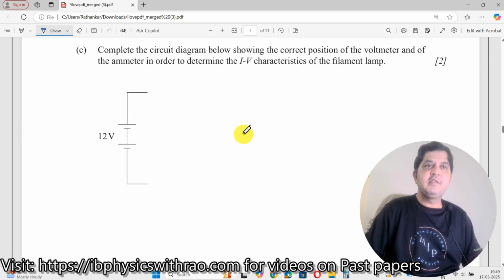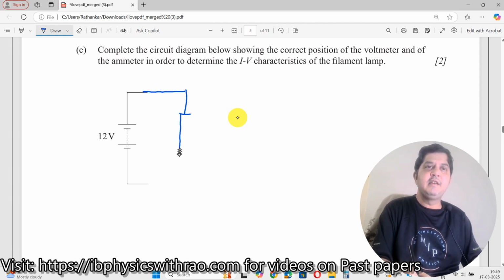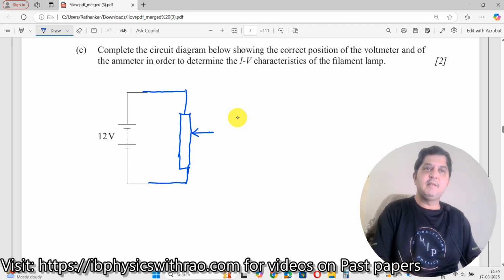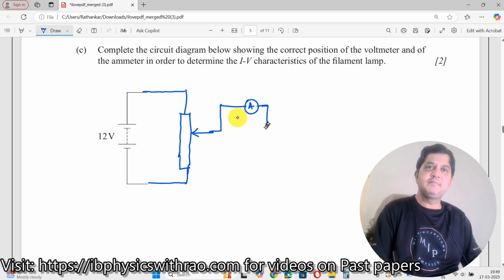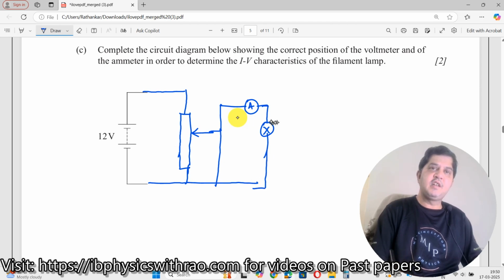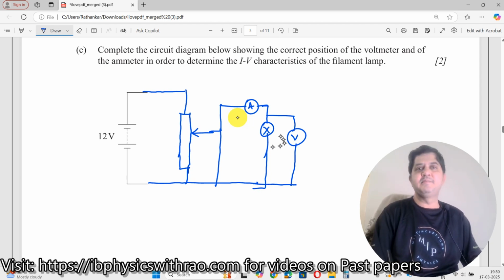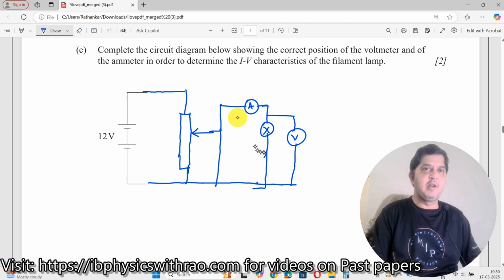What I will do is I will take the lamp like this. So this one here, this is my variable resistor, and from here I will connect a line like this over here, and then I'll put a slider here, and to this I will put an ammeter here, and to this ammeter I will put the lamp here, and I will connect this circuit here, and across this lamp I'll put a voltmeter. That's it. Okay. So this circuit will definitely work properly.